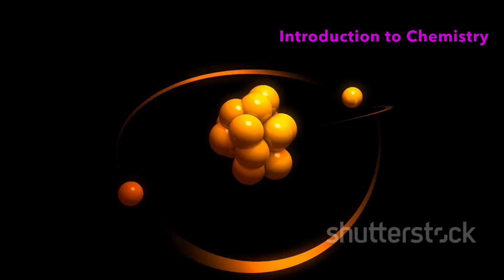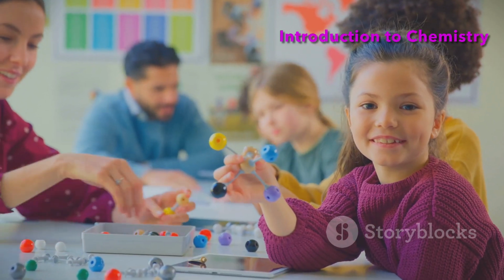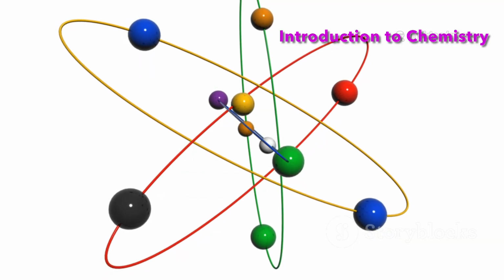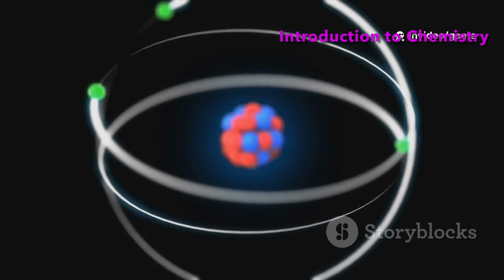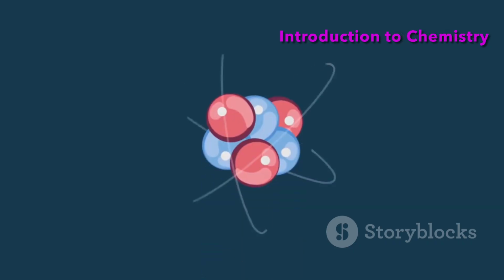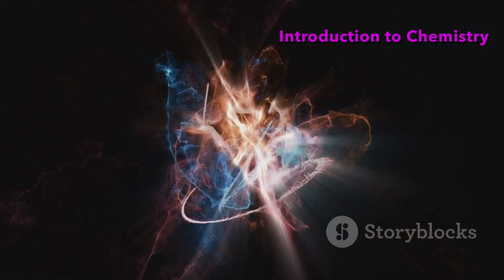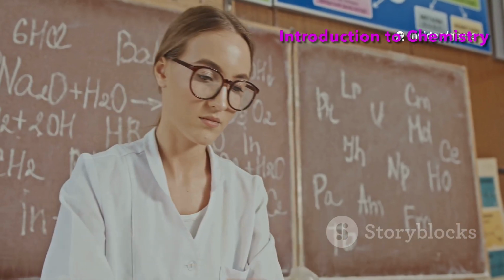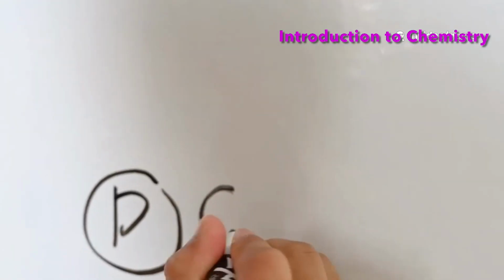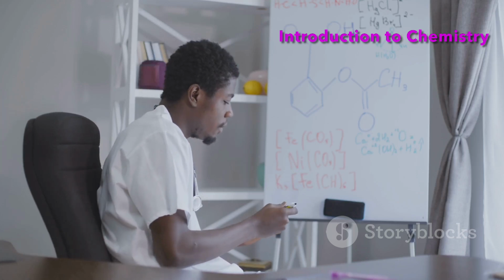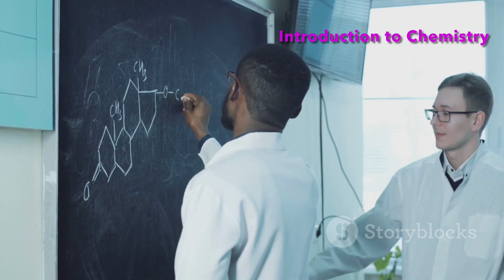Section 2. Atomic structure. Q6. What is an atom? An atom is the smallest unit of matter that retains the properties of an element. Q7. What are the three subatomic particles? Protons, neutrons, and electrons. Q8. What charge does a proton have? Positive. Q9. What charge does a neutron have? Neutral. Q10. What charge does an electron have? Negative. Q11. Where are protons and neutrons located? In the nucleus of an atom. Q12. Where are electrons located? In orbitals around the nucleus.